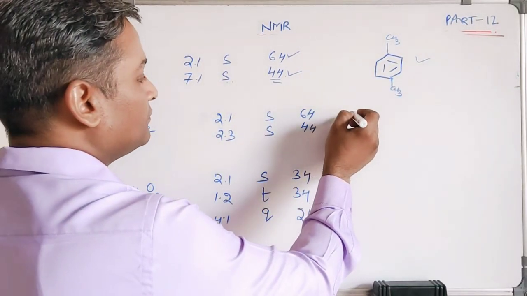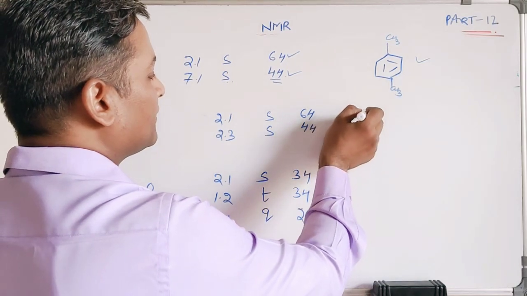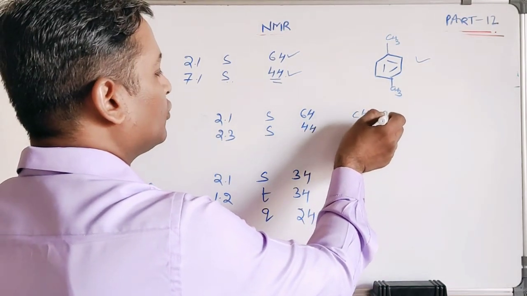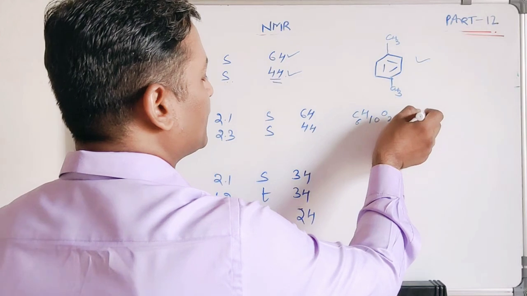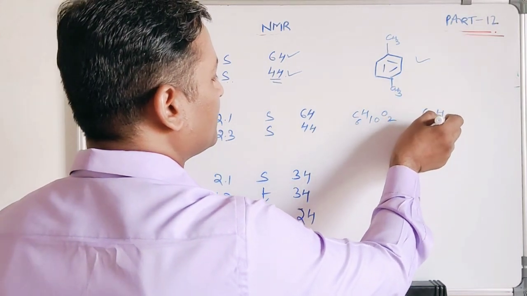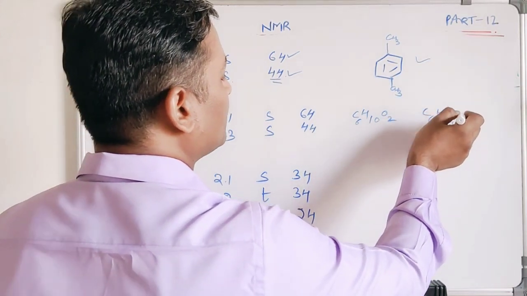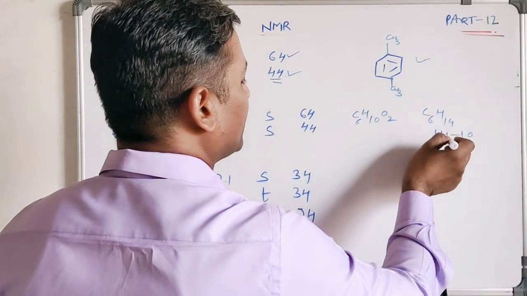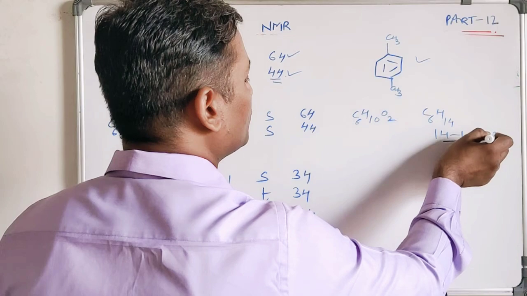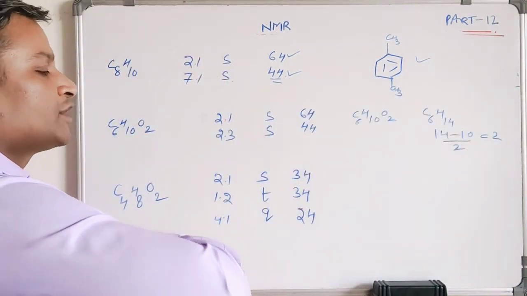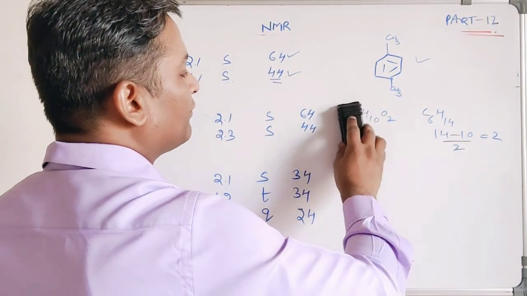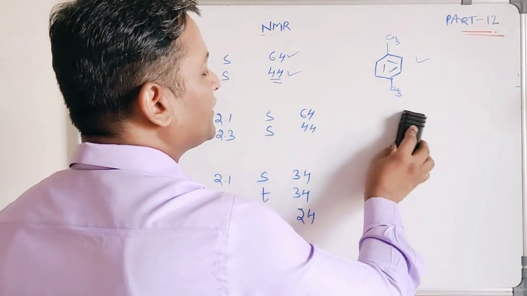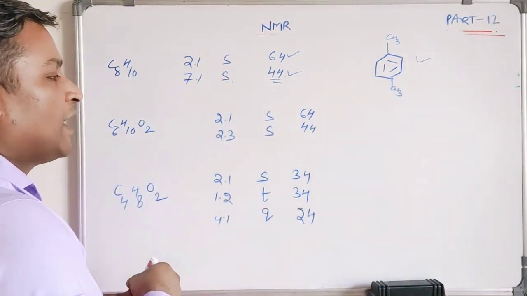C6H10O2. What is the degree of unsaturation? C6H14, 14 minus 10 by 2 is equal to 2. It means that this compound must be containing 2 degrees of unsaturation. It means this compound is not an aromatic compound, this is an aliphatic compound.